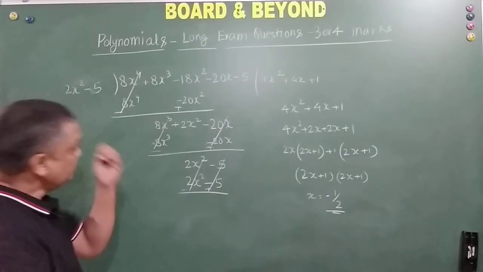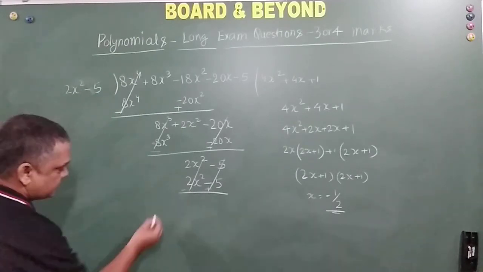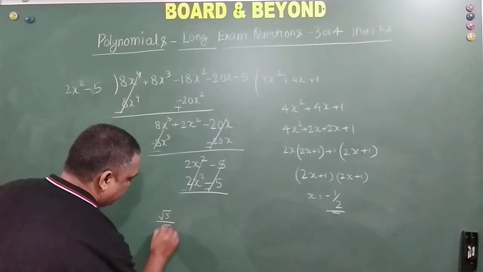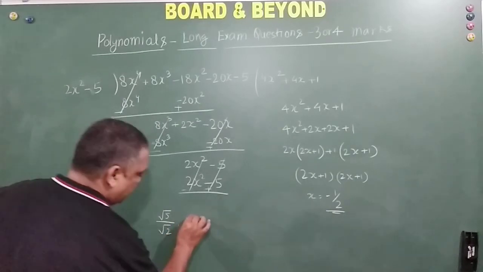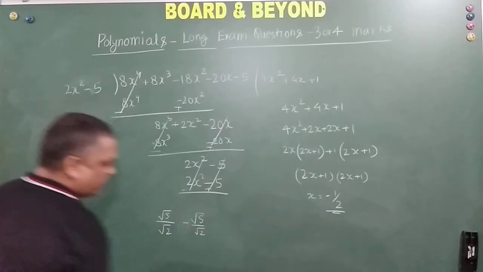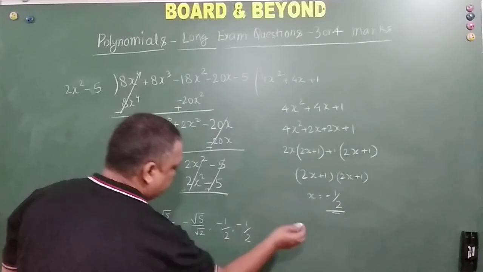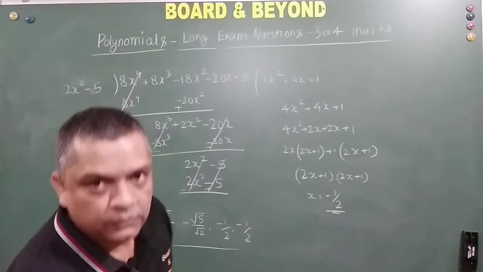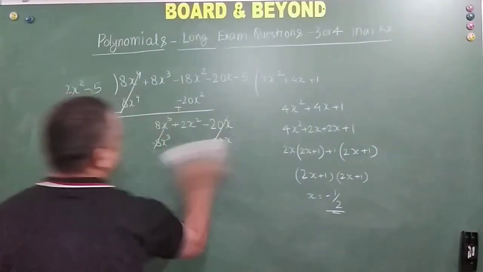Okay. So your 4 roots were given. Let me just jot down all the roots. One root is 5 by root 2. One is minus of root 5 by root 2. Another is minus half and minus half. 4 roots. Right? Okay, so this was the problem.